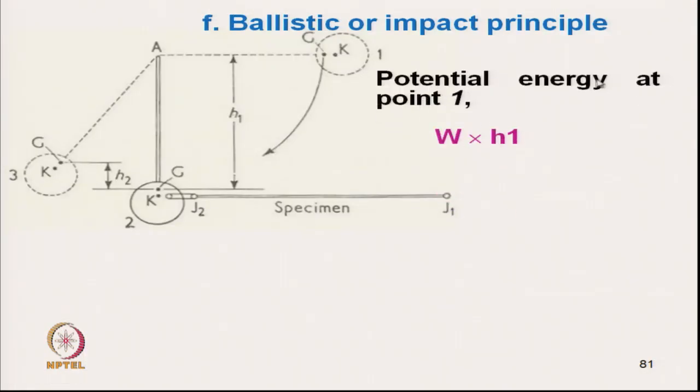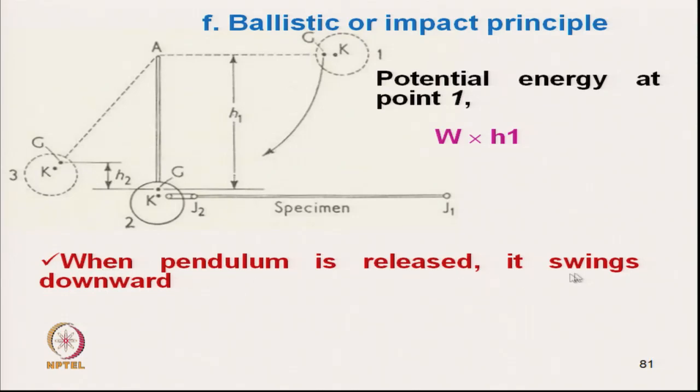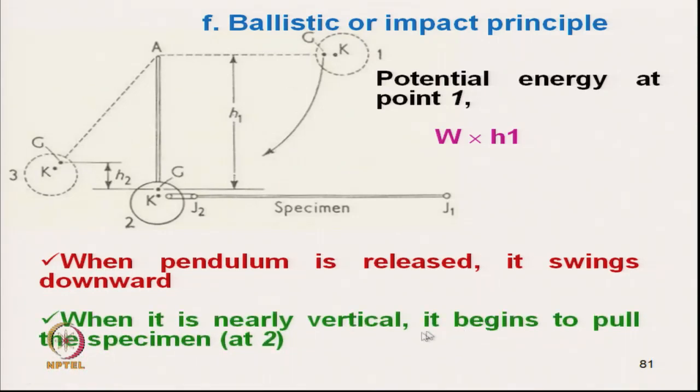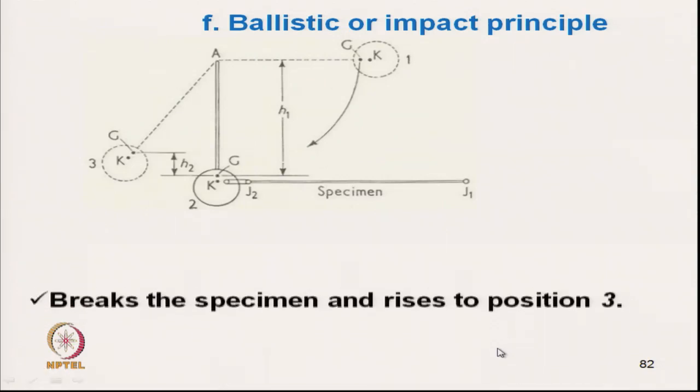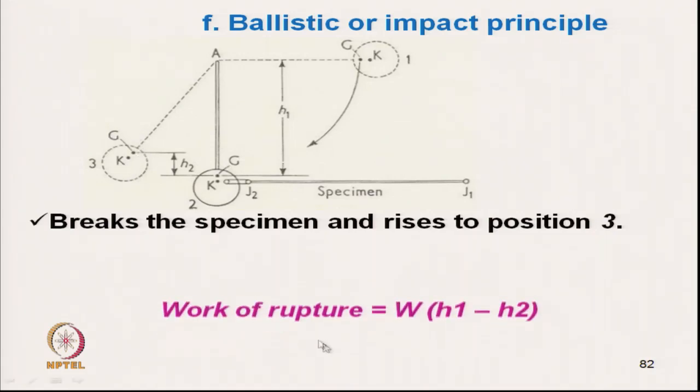So, the potential energy at point 1 is W h 1. When the pendulum is released, it swings down. When it is nearly vertical, it begins to pull the specimen at point 2. So, here it will start pulling the material and breaks the specimen, and after breaking it rises to the position of point 3. From there we can calculate the work of rupture.